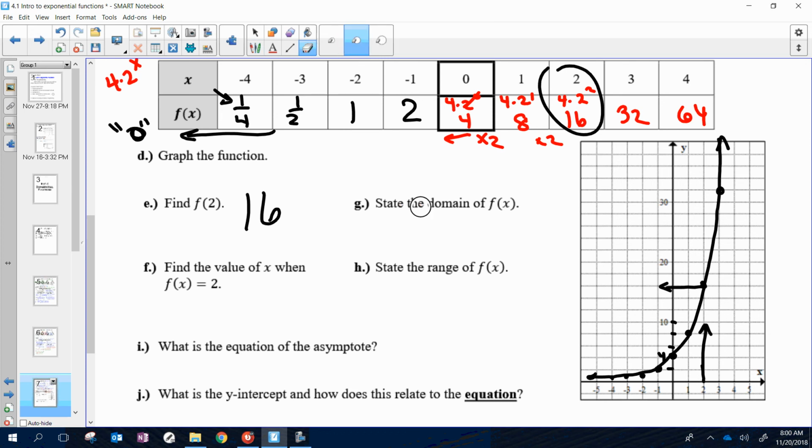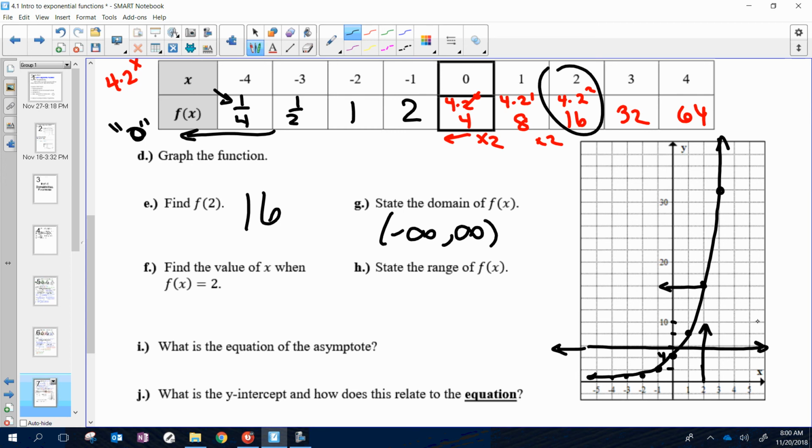This says state the domain. The domain is negative infinity to infinity, because the graph goes as far left and all the way to the right as it keeps going up. Find the value of x when f of x is 2 or when y is 2. I'm going to draw a line here at y equals 2. I'm going to see that that happens at negative 1. So x equals negative 1.